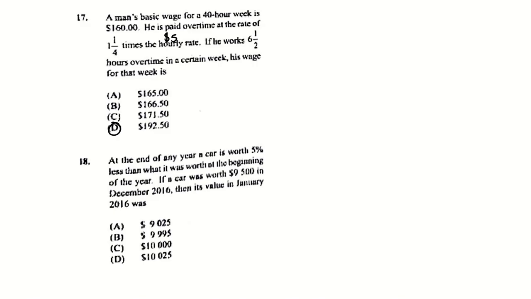Right? This question, number 18, is a repeated question as well. Let's look at it. At the end of the year, a car is worth 5% less than what it was worth at the beginning of the year. If a car is worth 95,000 in December 2016, then the value in January 2016 would be 10,000. If you guys recall this question, we did this, right? And they didn't use 2016. I believe that they used an earlier year or something. So, right? And that is how you would do this question here.